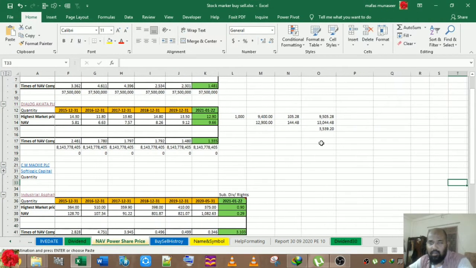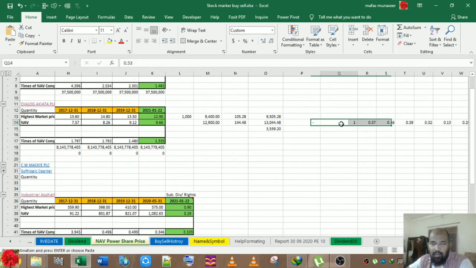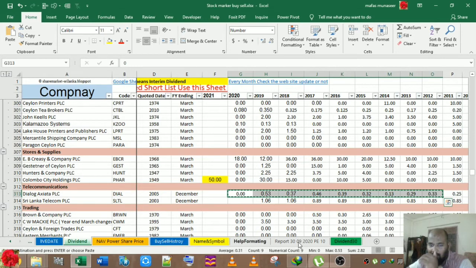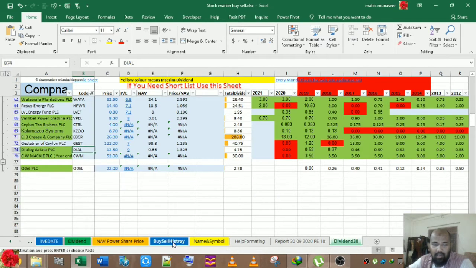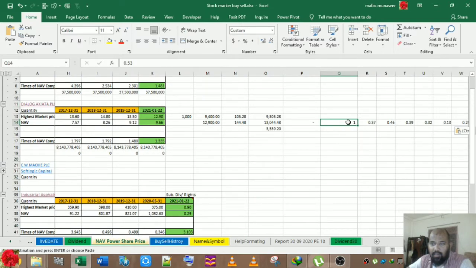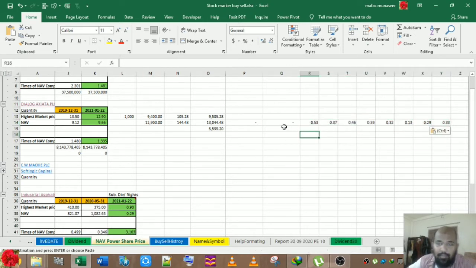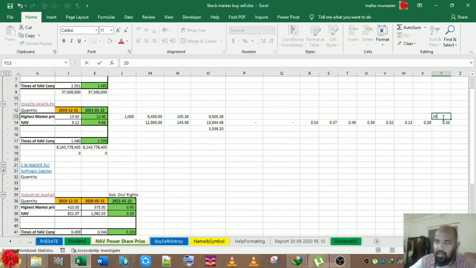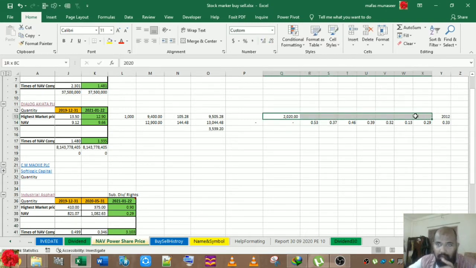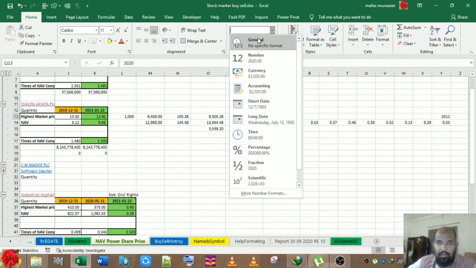Let me check that one. I need to check something first. Why is it coming as one rupee? They didn't issue one rupee like that. They gave only 50 cents, 53 cents like that. That means 2020. That's a date. Why is it coming? Okay, that's a date. So 2020 like that. Okay, normal number.